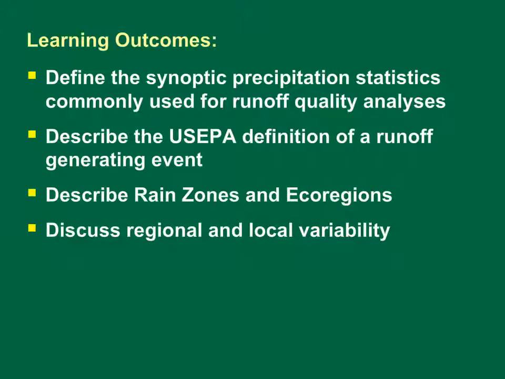In this training module, we learn to define the synoptic precipitation statistics commonly used for runoff quality analyses, describe the USEPA definition of a runoff generating event, which has a minimum volume of 0.1 inch of liquid precipitation and a minimum inter-event time of 6 hours, describe use of the 15 rain zones and 84 level 3 ecoregions, and discuss regional and local variability in precipitation statistics.